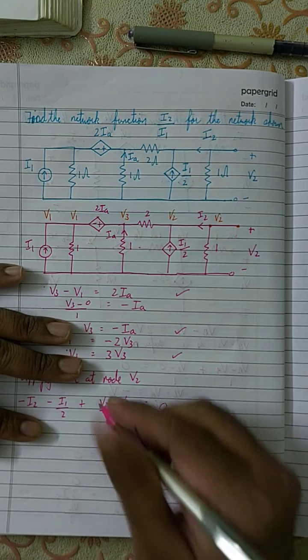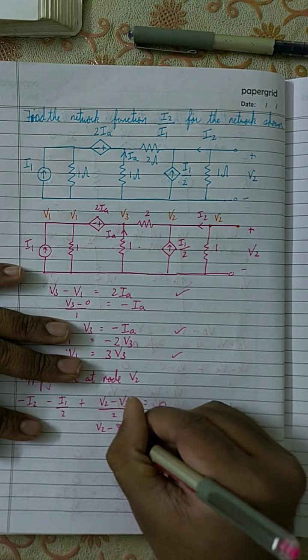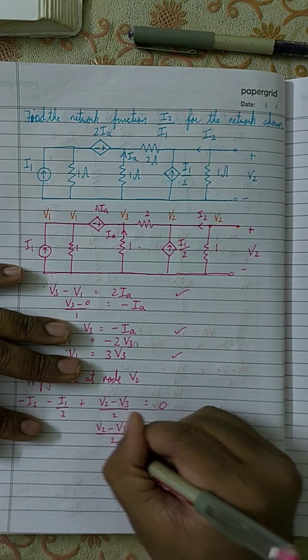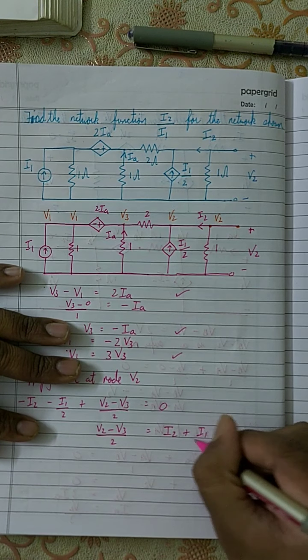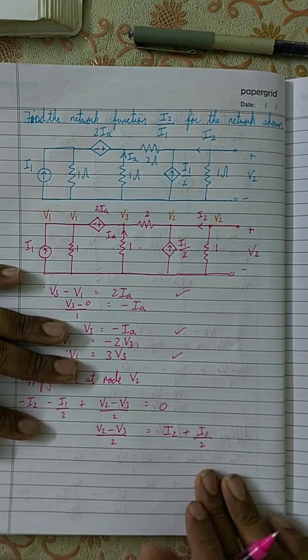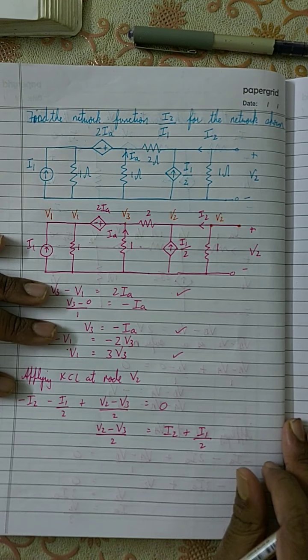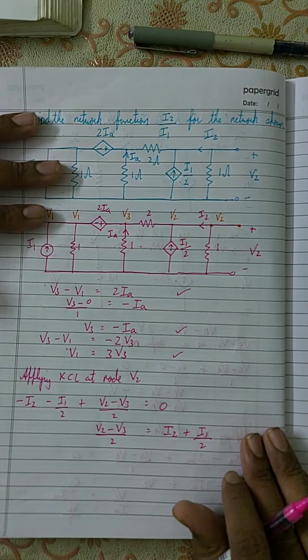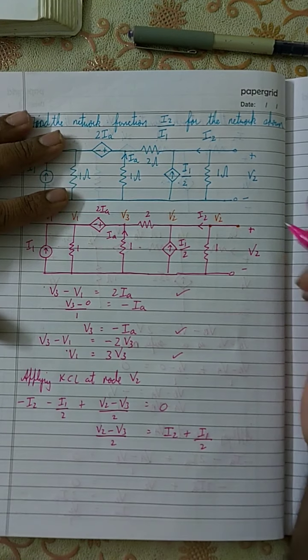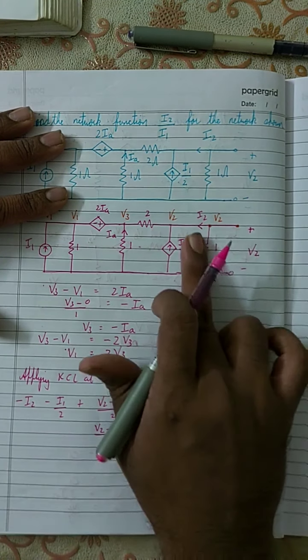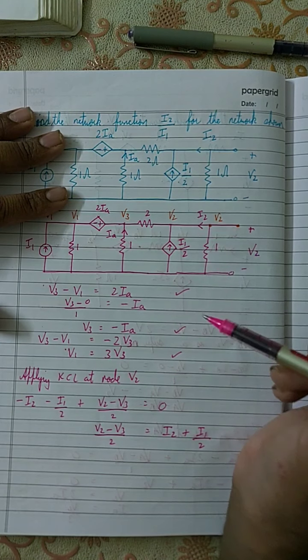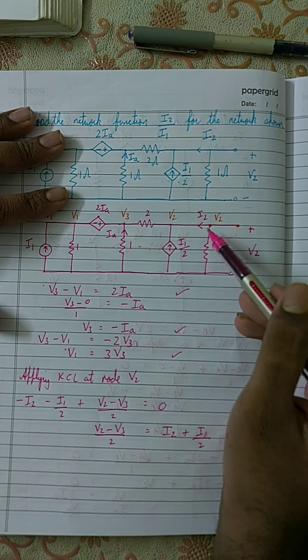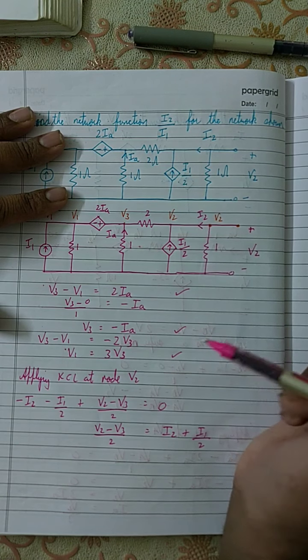So in that case, I can say that (V2 minus V3) by 2 is equal to I2 plus I1 by 2. Sometimes you might need this equation. Oh, there's also another interesting thing. What is I2 over here? You can write another equation. You can also apply KCL over here. This is I2.